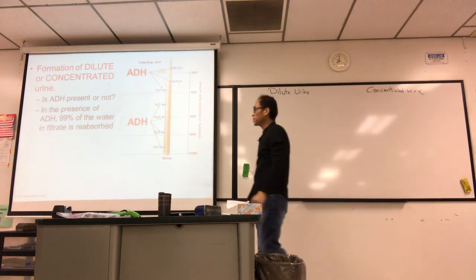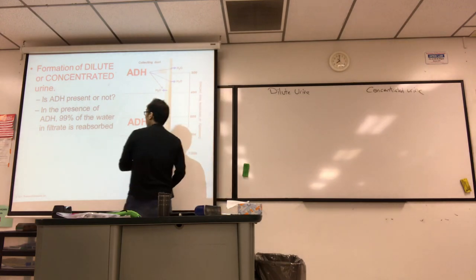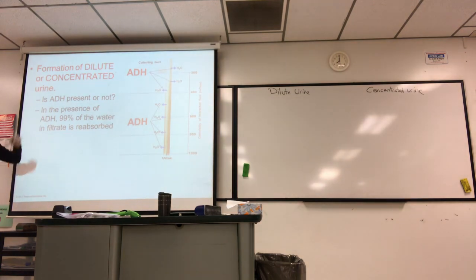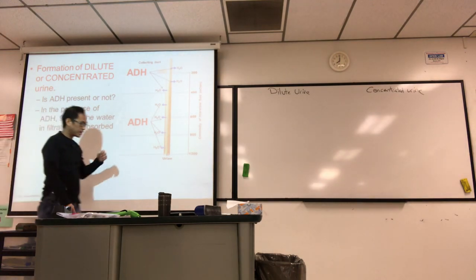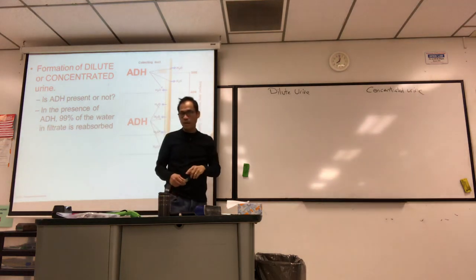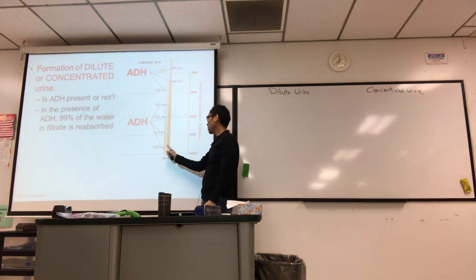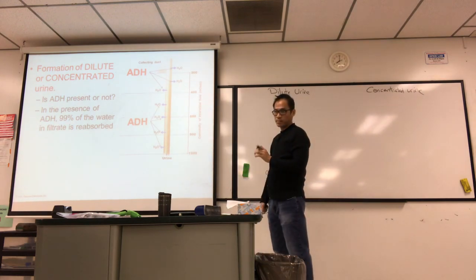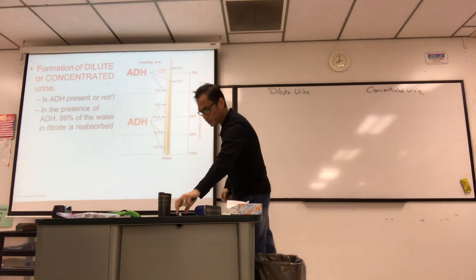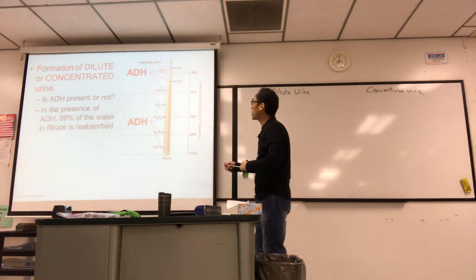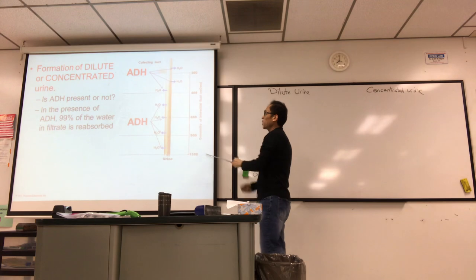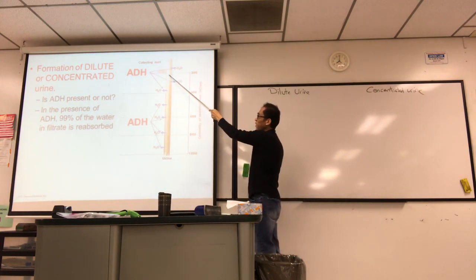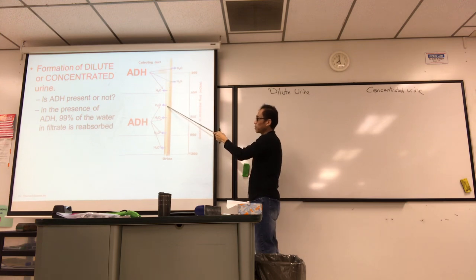If ADH is present, 99% of the water is reabsorbed. So that's what's shown in this picture here. You're looking at the collecting duct, and of course ADH is there, and I'm pointing to where water is leaving this tube. Let's remember where we are in the kidney, the medullary pyramid. Because remember, when we talked about the loop, which is in the same location, you have that salt gradient. And water entering is around 100 to 300, and you're forcing that dilute fluid through a salty medium.